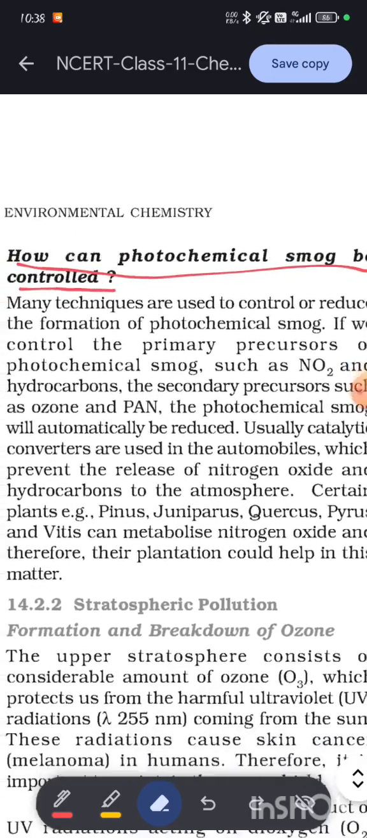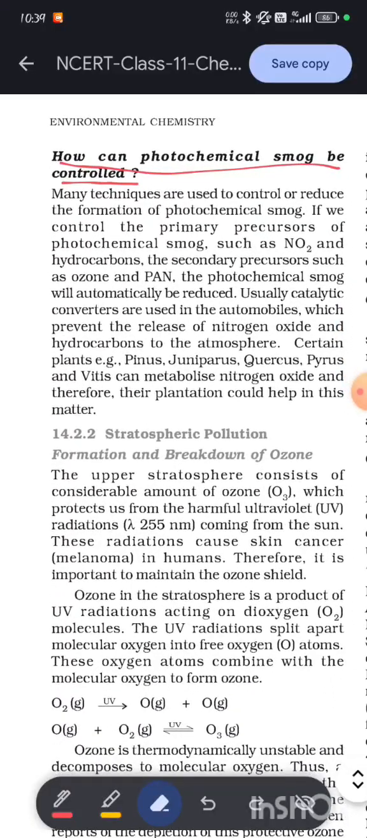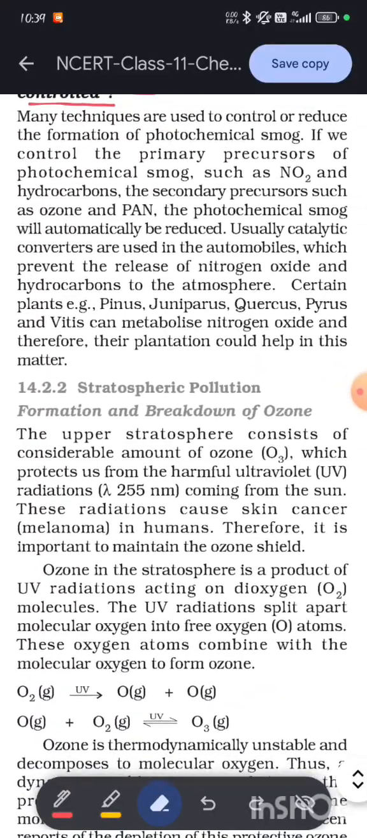Then the next topic is stratospheric pollution, formation and breakdown of ozone. The upper stratosphere consists of considerable amount of ozone O3, which protects us from the harmful ultraviolet radiations of 255 nm coming from the sun. These radiations cause skin cancer in humans. Therefore, it is important to maintain the ozone layer.